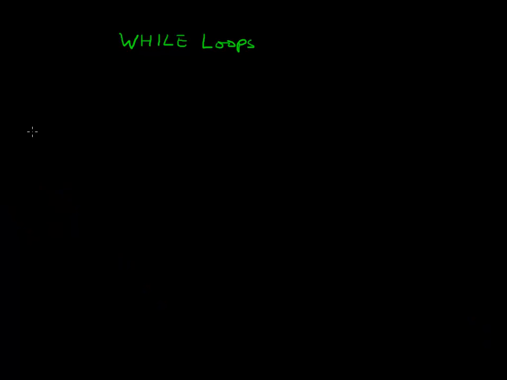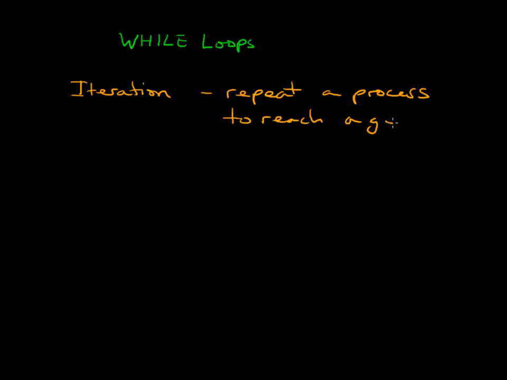What we're looking at in this video is something called while loops. And before we get to looking at while loops, I just want to deal with a word that sounds difficult, and that is the word iteration. And it's not a difficult word at all. All it means is to repeat a process, so repeating a set of instructions to reach a goal or some result. And that's all it means.